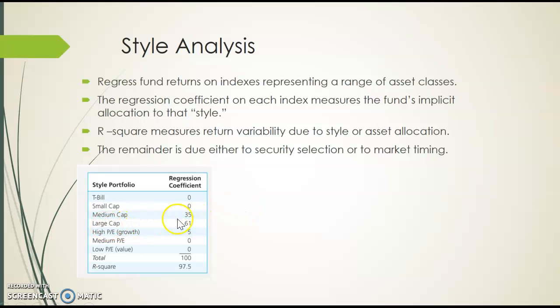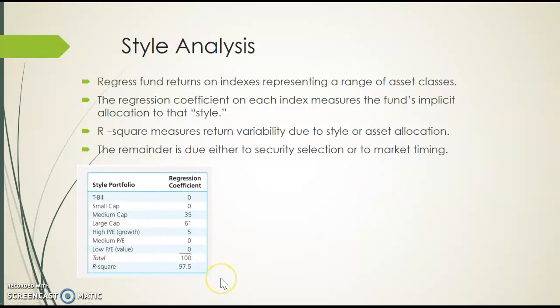So what we see here, the highest regression coefficient, 61, comes in large cap. So that would tell me that a large part of my portfolio's return came from following the large cap idea. The R-squared measure measures the variability due to style or asset allocation. The remainder is due to security selection or market timing.